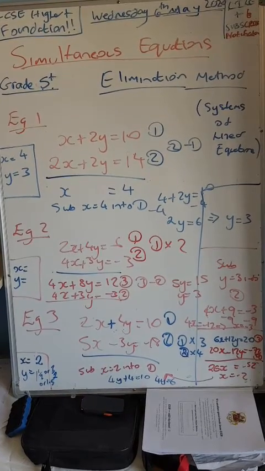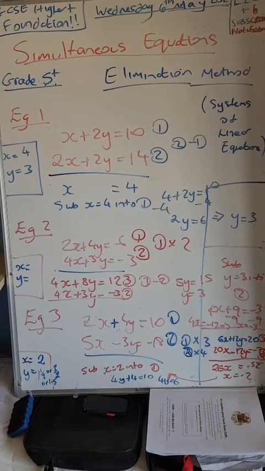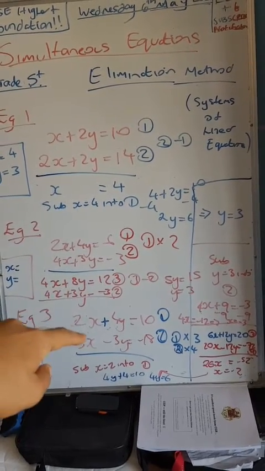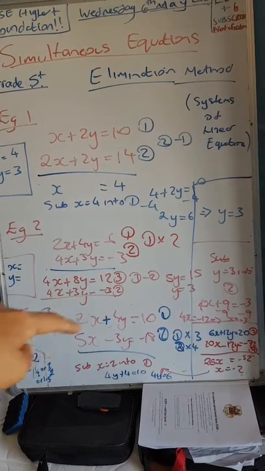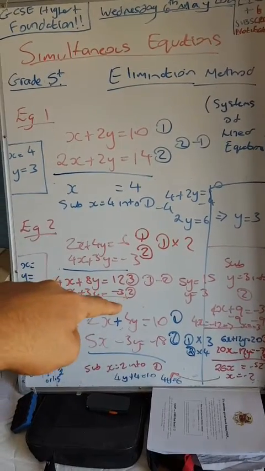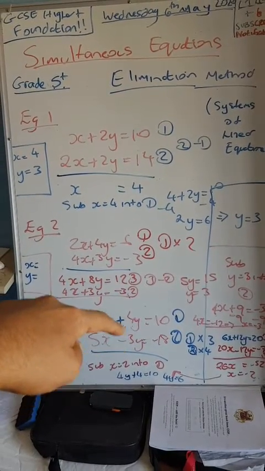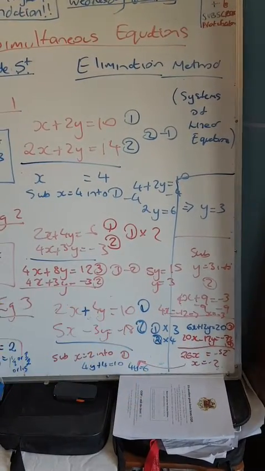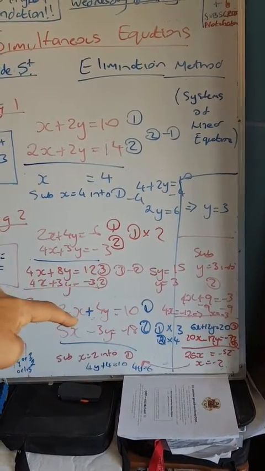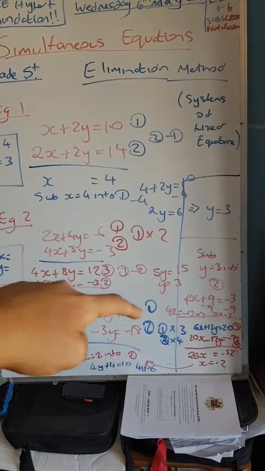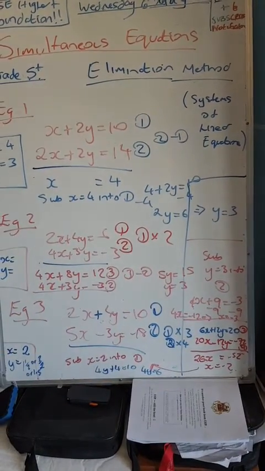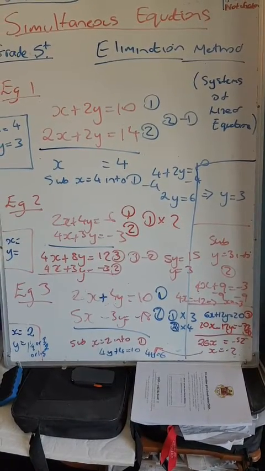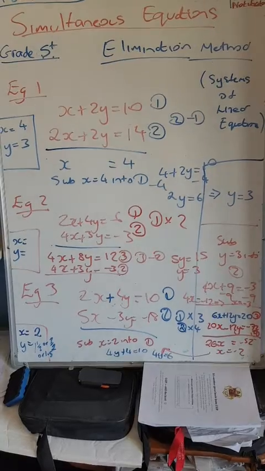And then lastly, guys, 2x plus 4y equals 10, and 5x minus 3y equals minus 18. This time I will multiply this equation by 3 and this one by 4, but I will do something different for this example. So timesing it by 3, I get 6x plus 12y equals 30. It should be 30 actually, not 20, I've made a mistake there. And then 5x minus 12y is equal to minus 72.